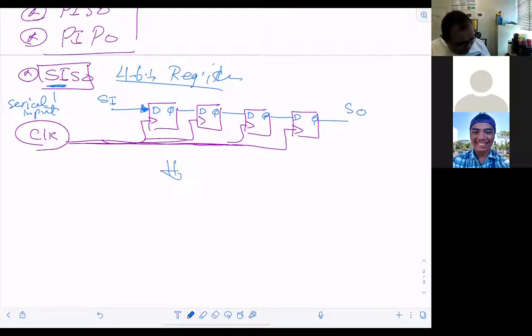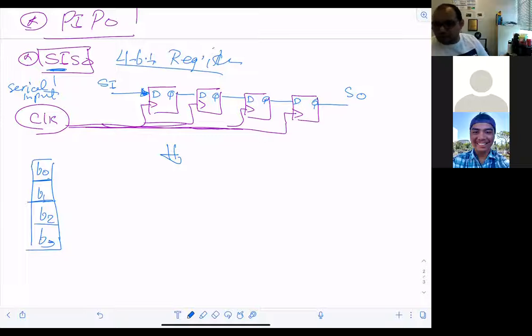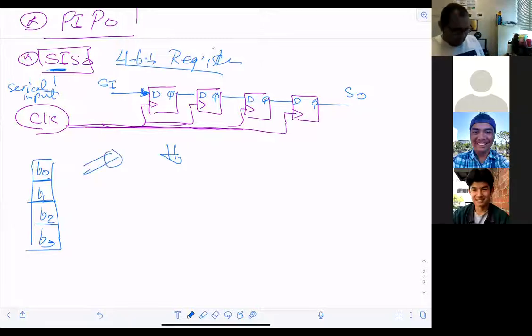The functionality of the configuration, how it's gonna work. Imagine that I have a chunk of data, and this chunk of data is like this: 1, 2, 3, 4. B0, B1, B2, B3, and each one is a single bit. So B0 is 1 bit, B1 is 1 bit, B2 is 1 bit, B3 is 1 bit. It can be 0 or 1, it doesn't matter, right? And I would like to operate it on this SISO configuration. So how is it gonna work?